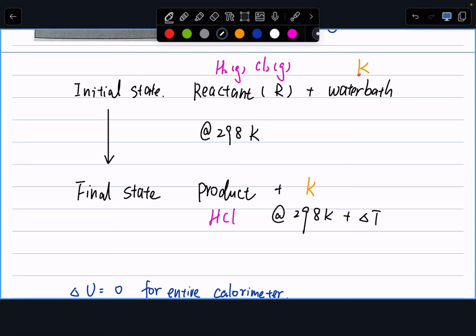But effectively, what we're looking for in this reaction is this process. We want the reaction to go into product at the same temperature, which is 298 Kelvin. Or the other way to put it is what we want is product plus our water bath at 298 Kelvin. So we need to address what this delta T means energy-wise.